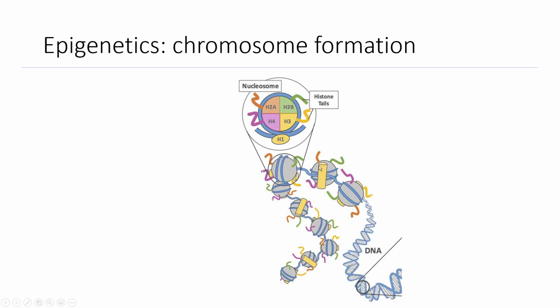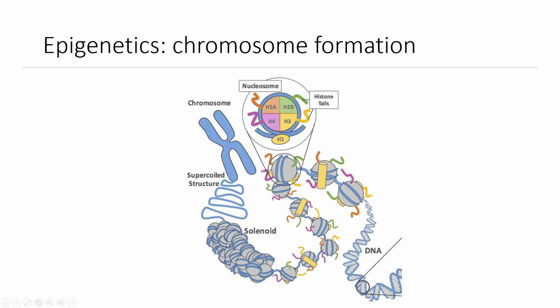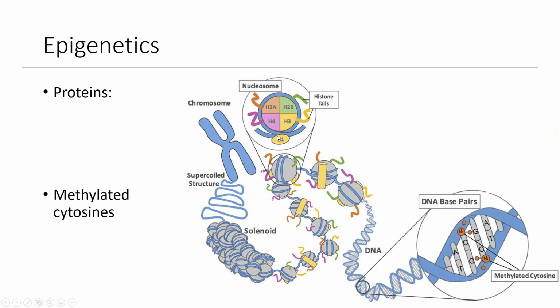And so here we have a string of nucleosomes, and these nucleosomes get tighter and tighter, very tightly wound, forming this tighter coil of a solenoid. And this very tight solenoid gets wrapped up again into the supercoiled structure we know as the chromosome. And so we've seen how these proteins help form a chromosome, but this is not everything that epigenetics is concerned with, just an introduction. And so we can see that there's a lot of proteins that are involved.